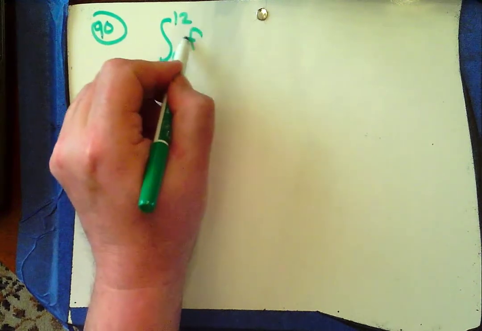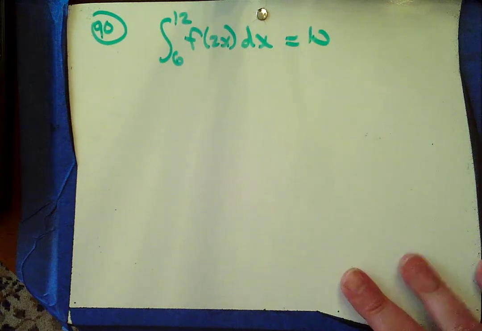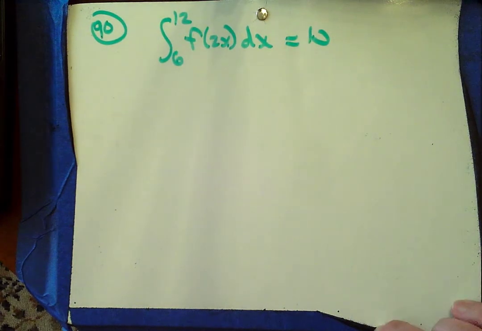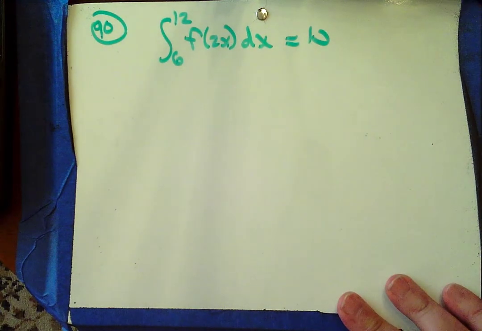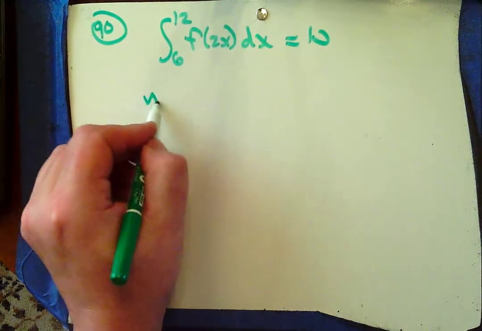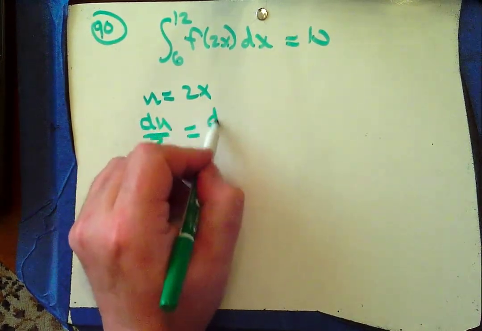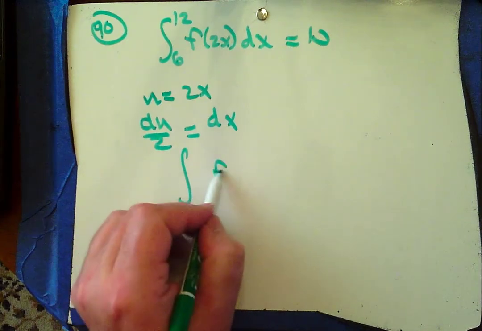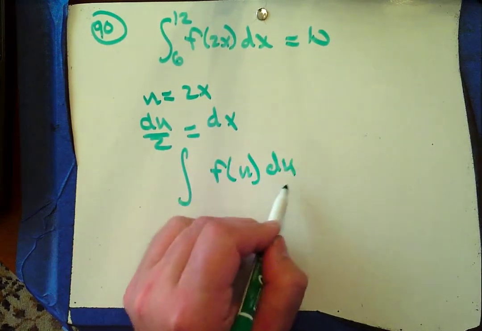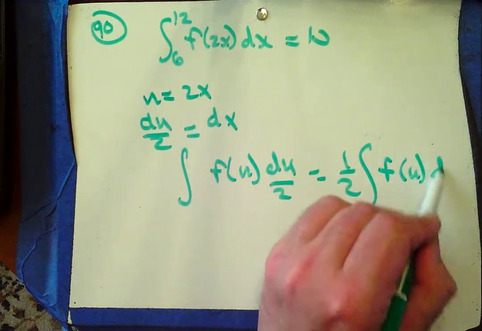Alright, what about 90? 90 says f is defined such that the integral from 6 to 12 of f of 2x dx equals 10. Which of the following must be true? Okay. Well, I kind of want to do a u sub here because I'm troubled by this. So let's say u equals 2x. So then du over 2 equals dx. So this can be rewritten as f of u du over 2, or 1/2 integral f of u du.